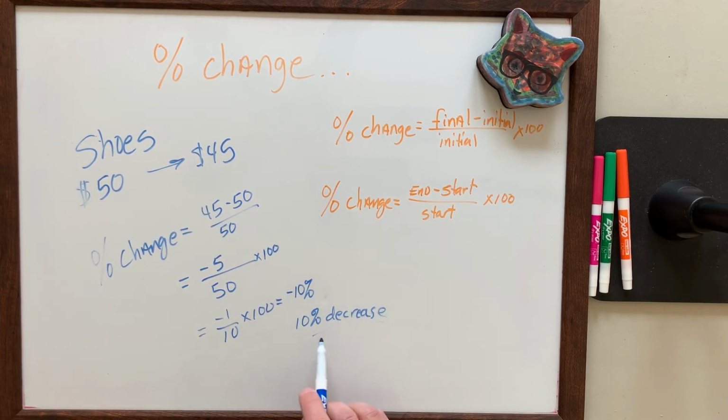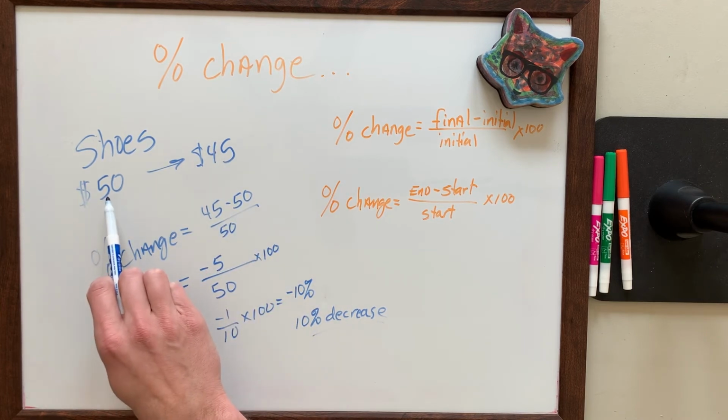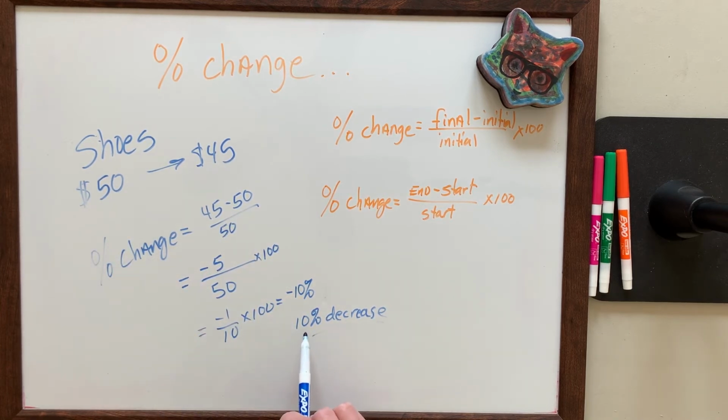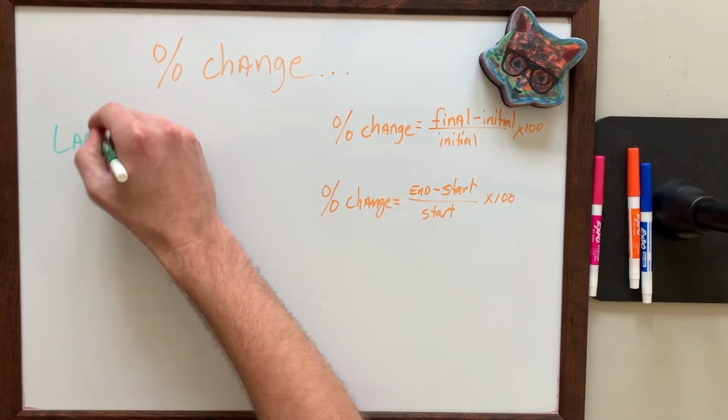And we could do an example like this where we trade the prices and we say it started at 45, it went to 50, and what we would get is a different percent, and it would be an increase because we're going up. Let's take another example here.